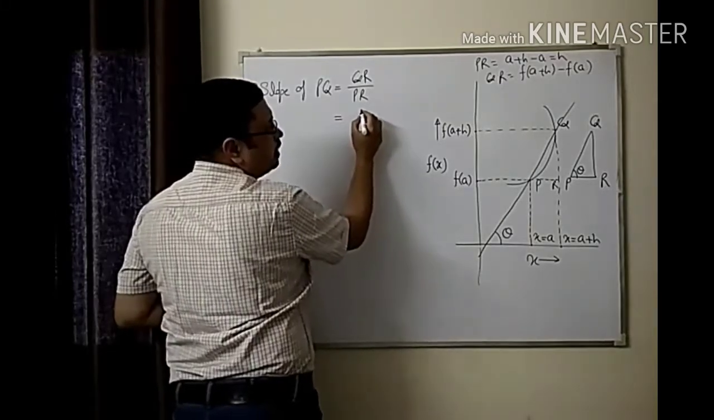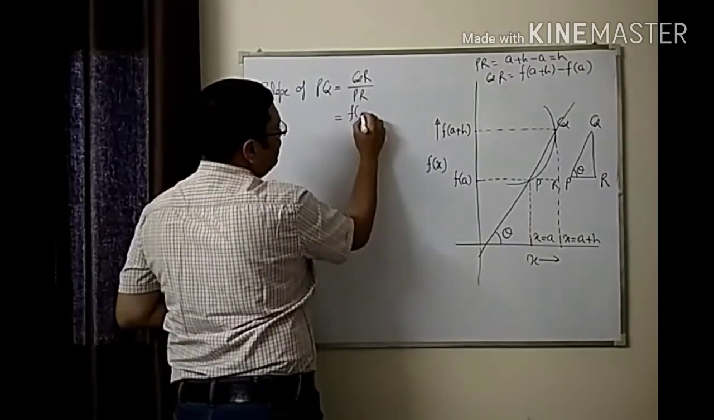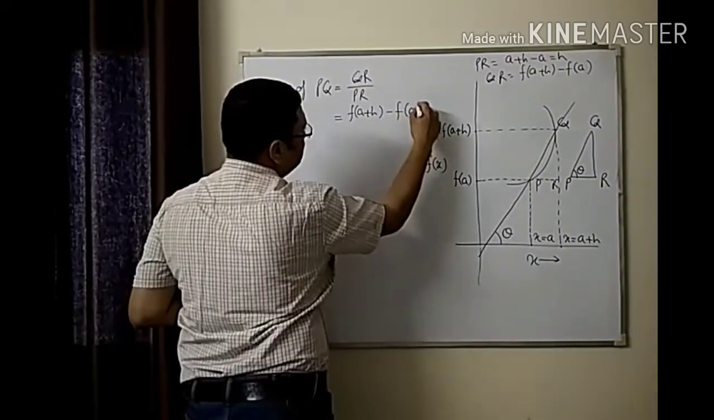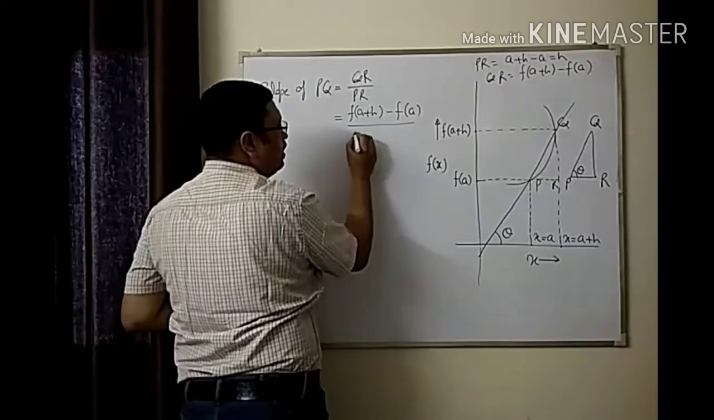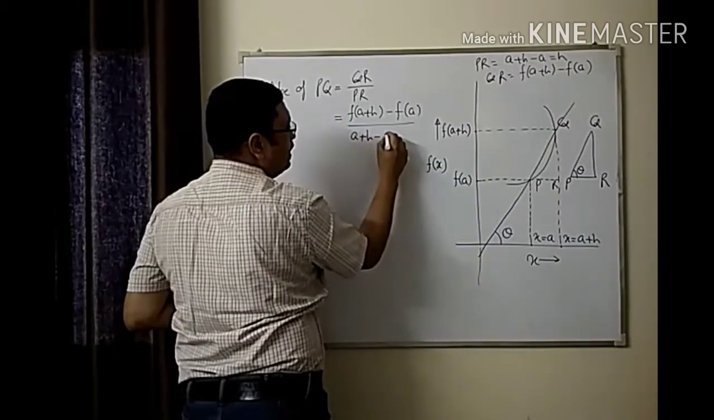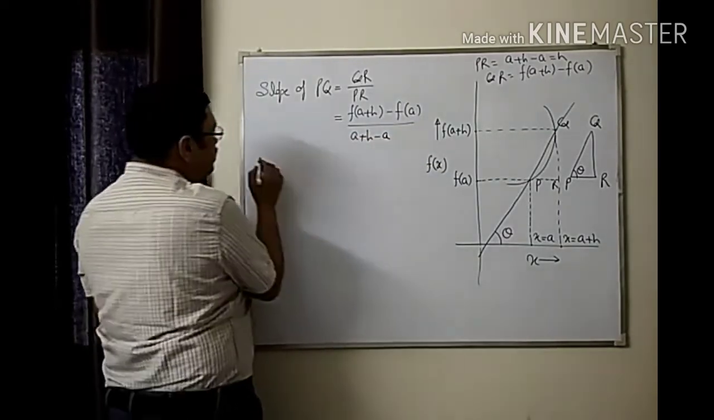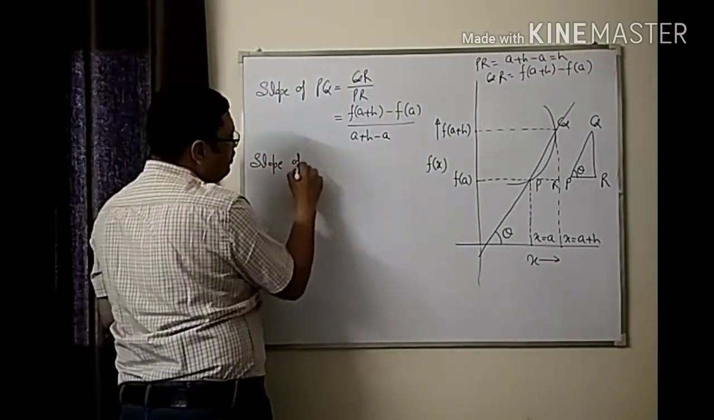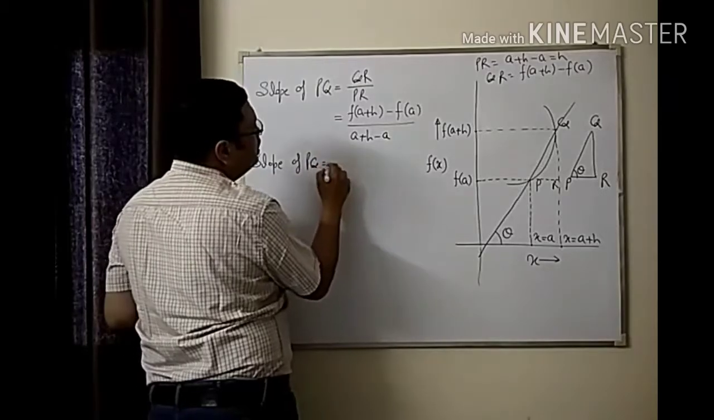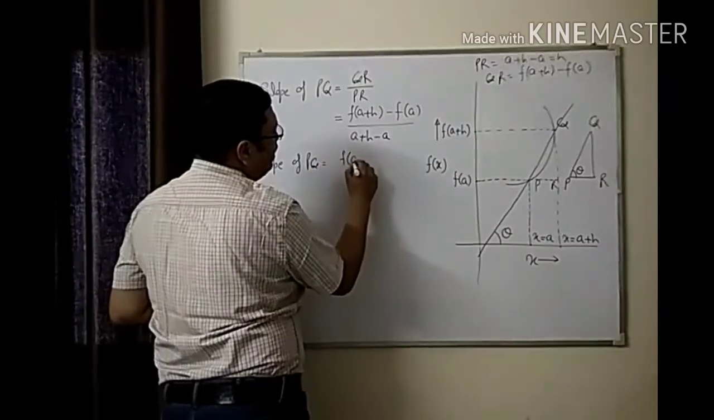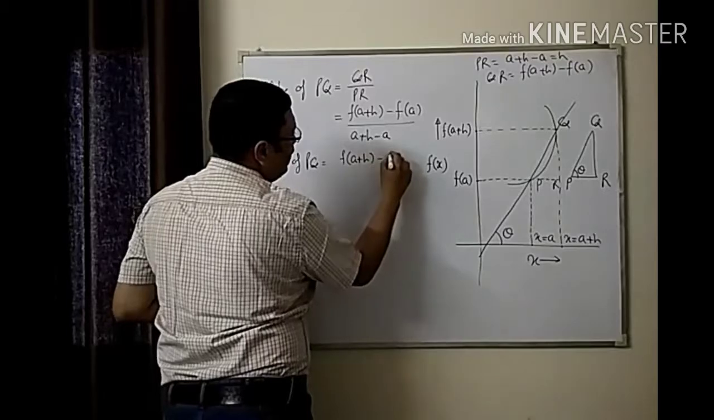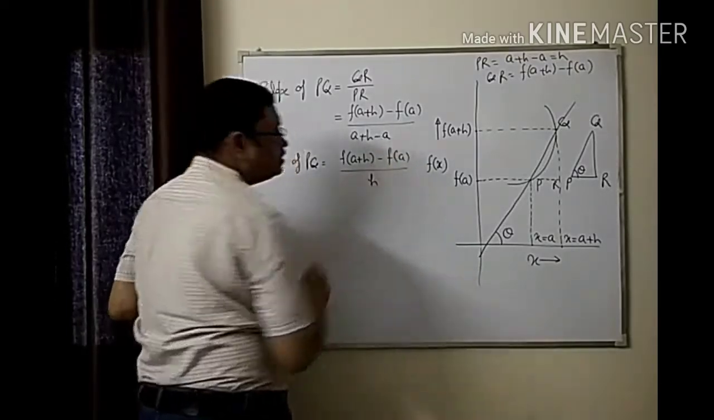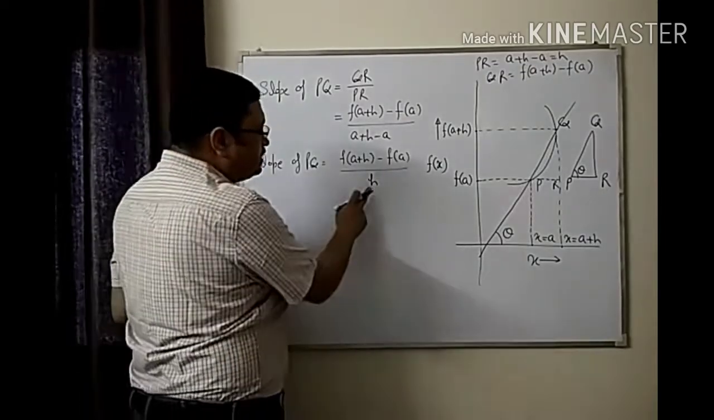So this will be QR is f(a+h) minus f(a) upon a+h minus a. So it means the slope of PQ is equal to f(a+h) minus f(a) upon h. So now what is h?